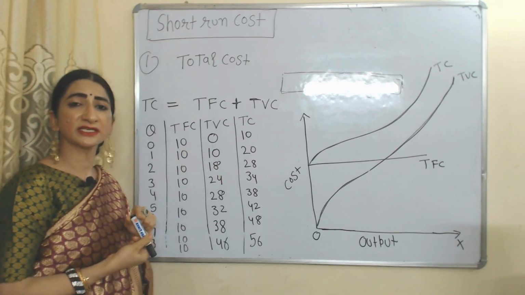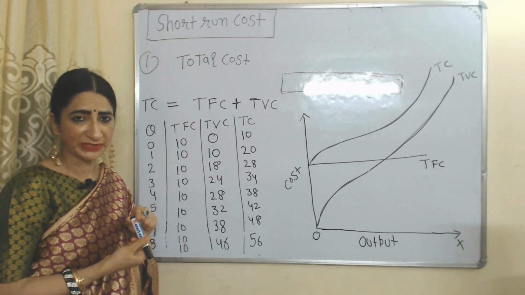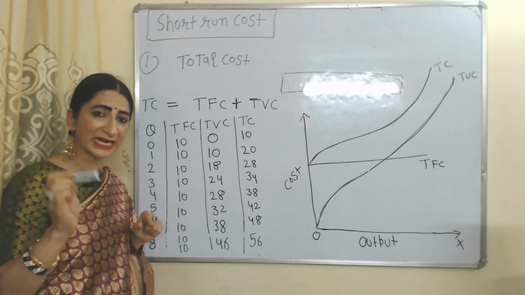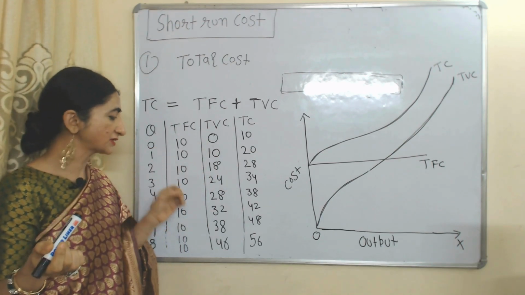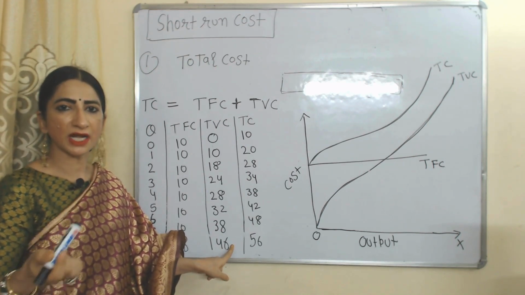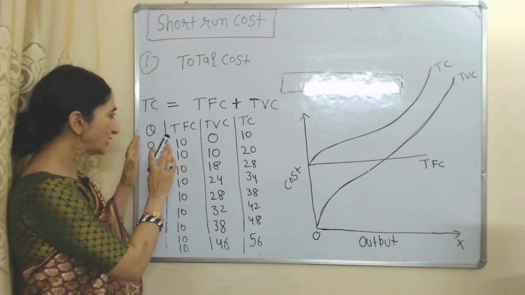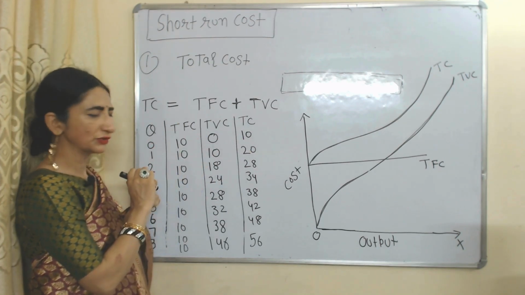Initially, TVC increases at a very slow rate because we are talking about the short time period. Initially, there is proper utilization of the fixed factor. That's why TVC increases at a very slow rate initially, but after some time, TVC increases at a very fast rate because of over utilization of the fixed factor. When we add TFC plus TVC, it becomes equal to TC.